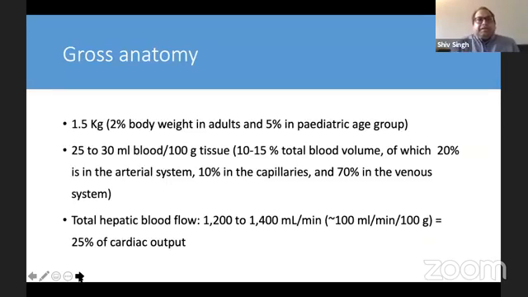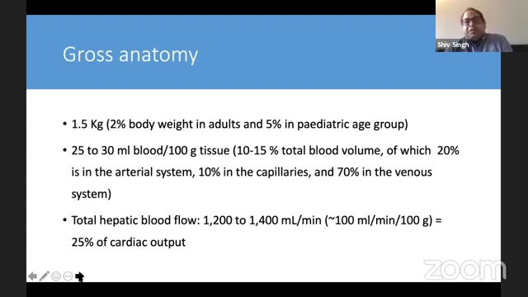The liver is one of the largest organs in the body. It weighs around 1.5 kg. It's almost 2% of body weight in adults, and in children it can be as much as 5%. It also has a high blood supply, 25 to 30 ml blood per 100 gram of tissue, which amounts to 10 to 15% of total blood volume.